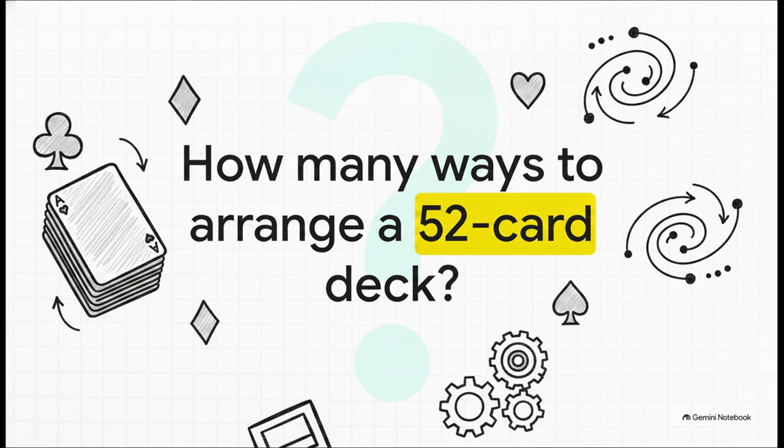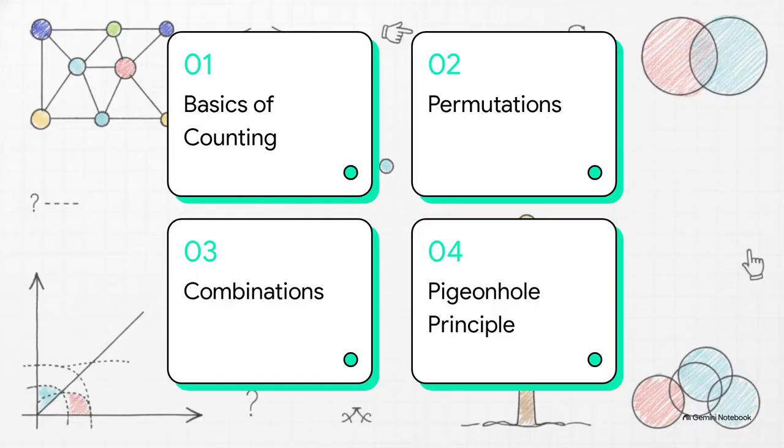By the end of this explainer, not only will you understand exactly how to calculate massive numbers like that, but you'll understand the pure logic dictating them. So here's our roadmap for today. First up, we've got the basics of counting. Next, permutations. Third, combinations. And finally, something called the pigeonhole principle. Let's build up your counting superpower step by step.